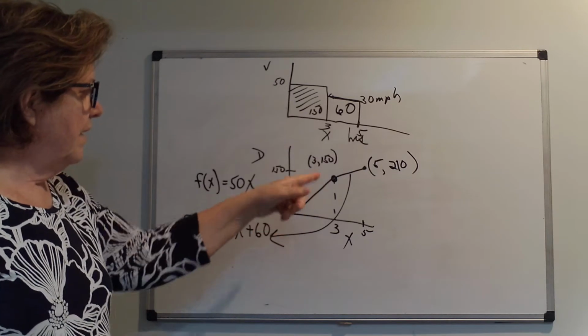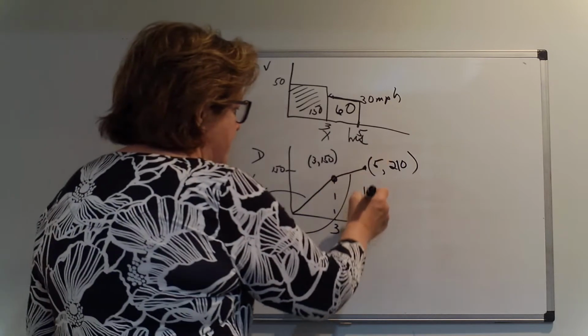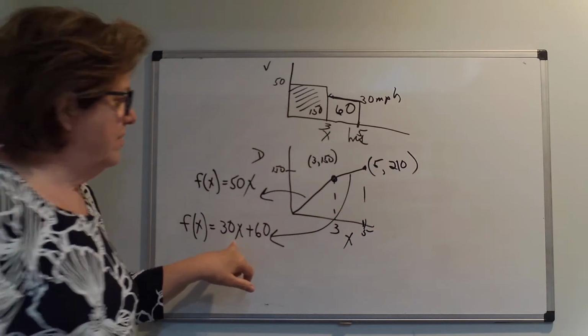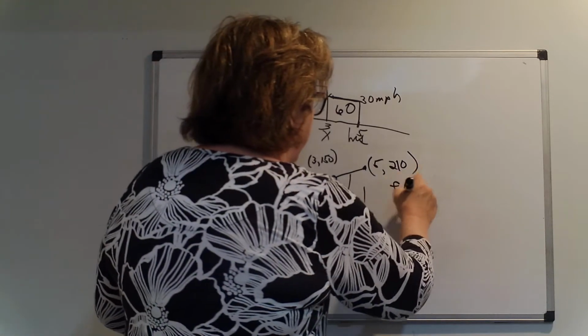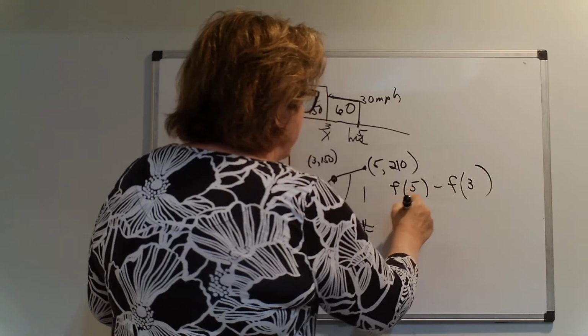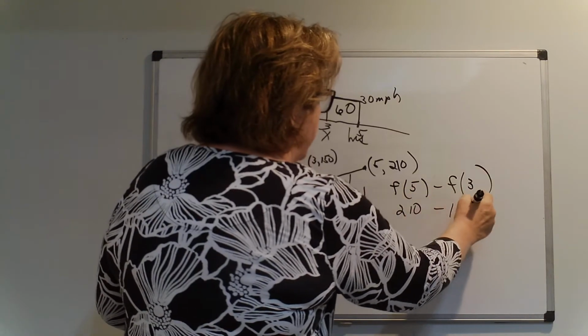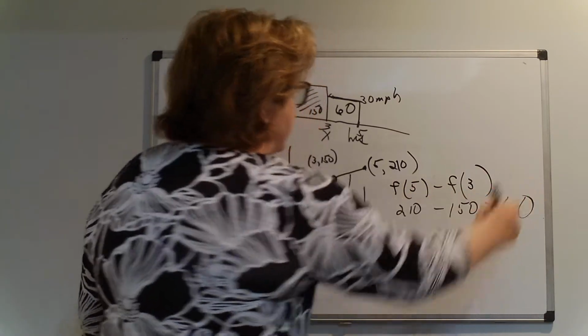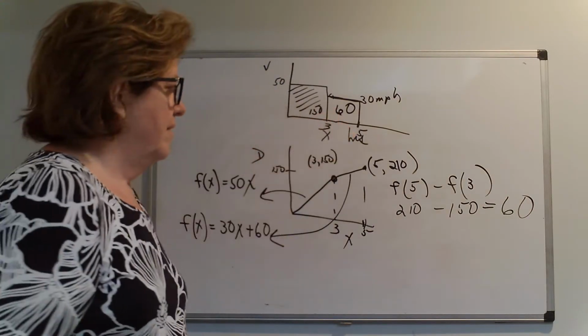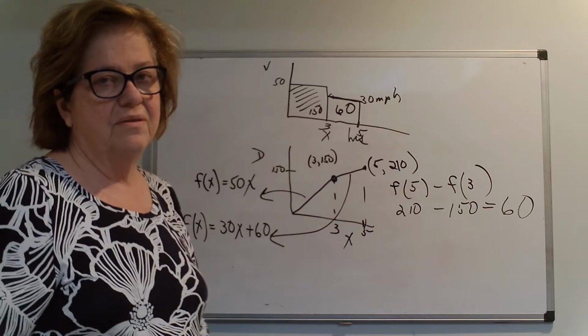How do I, using this function, get how many miles are traveled? I have to put in f at 5 and subtract f at 3, and I get 210 minus 150, which is 60. Well, heck, it's easier to get it off this, right? But that's not always going to be the case.